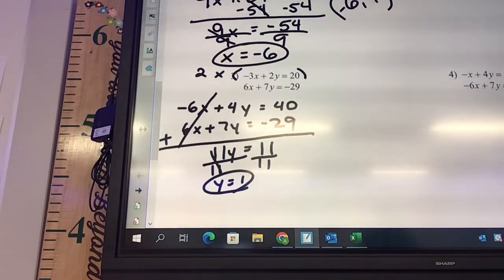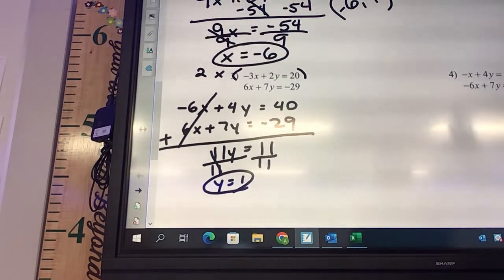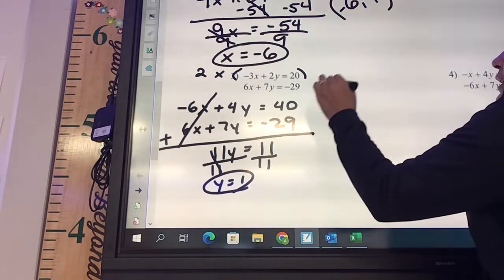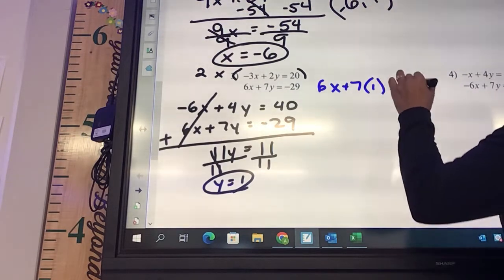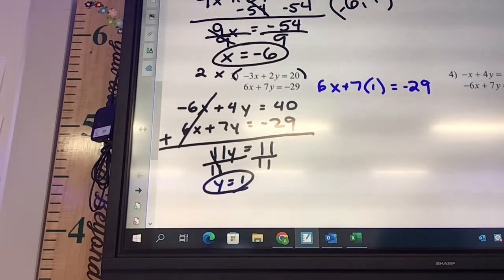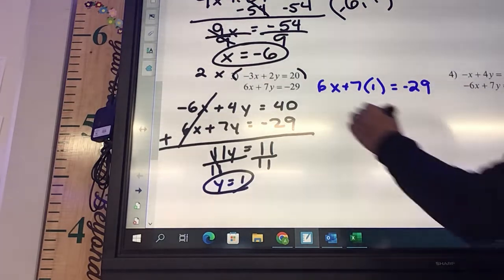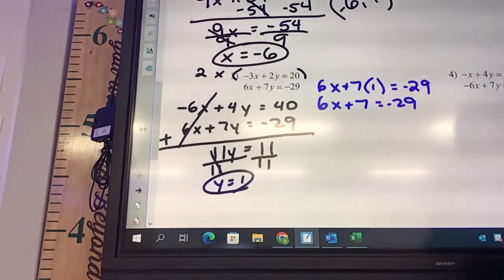Where do we plug that into? One of the original equations. Which one you want to use? Bottom? Okay, so it's going to look like 6x plus 7, and instead of y, I'm putting 1, equals negative 29. Okay, what is 7 times 1? 7, so I'm going to get 6x plus 7 equals negative 29.